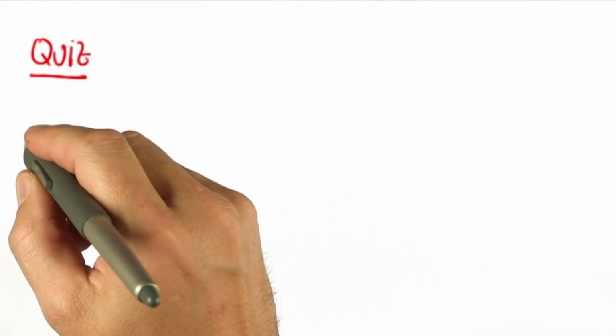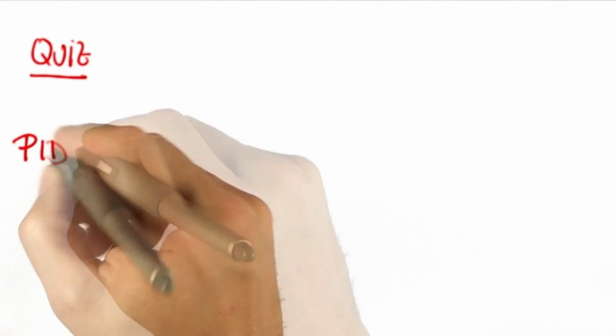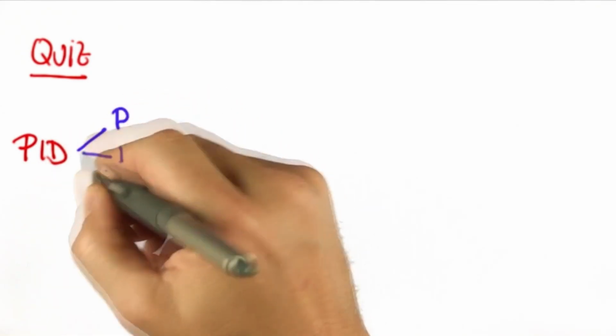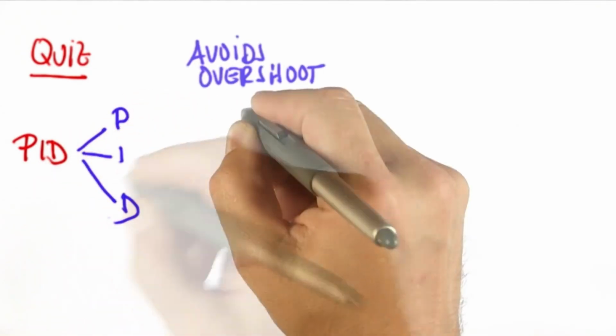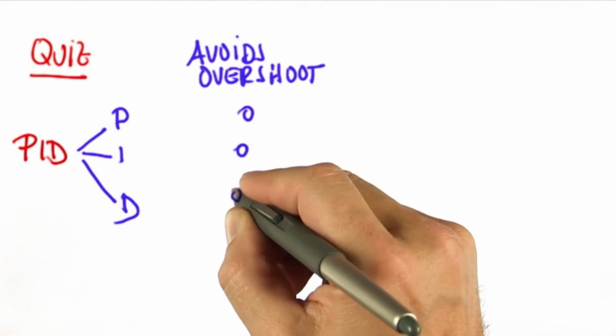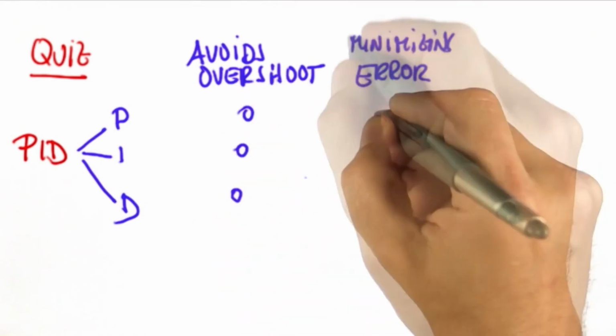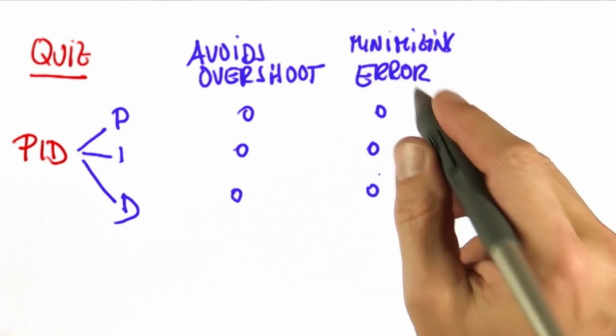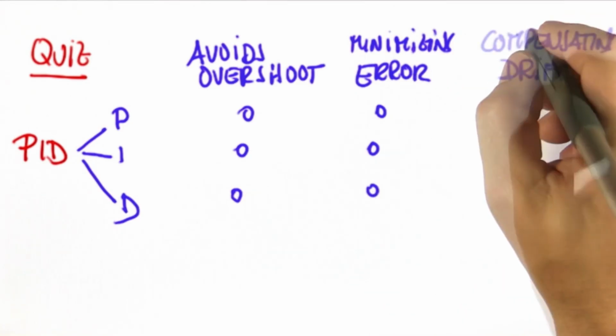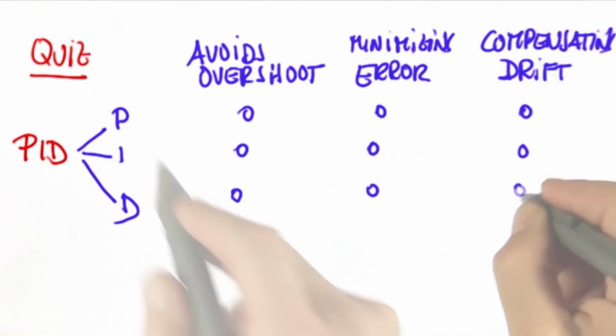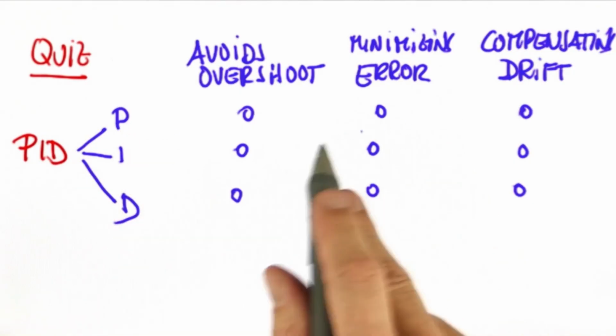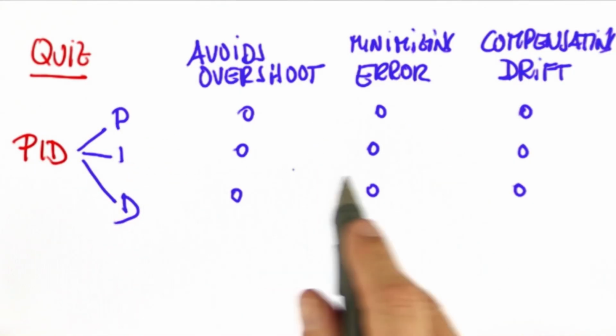So here's my quiz. We learned about PID control, and specifically the P term, the I term, and the D term. Which of the terms is most associated with the idea of avoiding overshoot, minimizing error relative to a reference trajectory, and compensating drift? I want you to check exactly one checkbox for P and one for I and one for D.